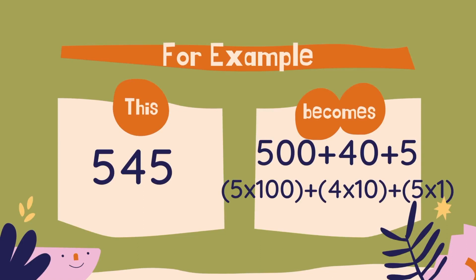We actually had a 5 in the hundreds place. That's like having 5 hundreds. So that's 5 times 100. We had a 4 in the tens place, so that's 4 tens, or 4 times 10. We had a 5 in the one place, so 5 times 1. Either of these ways is correct for expanded form. We're just taking it to the next level.